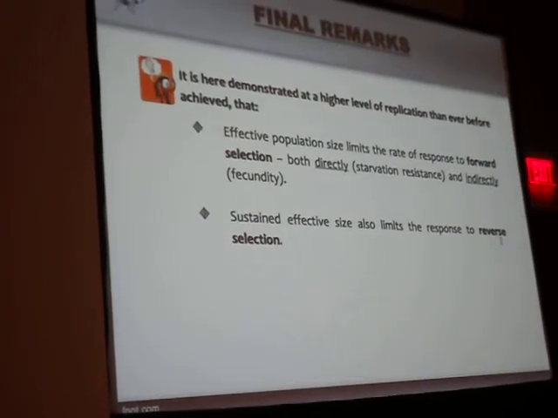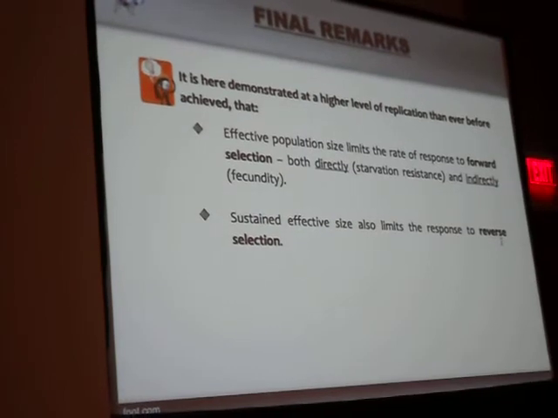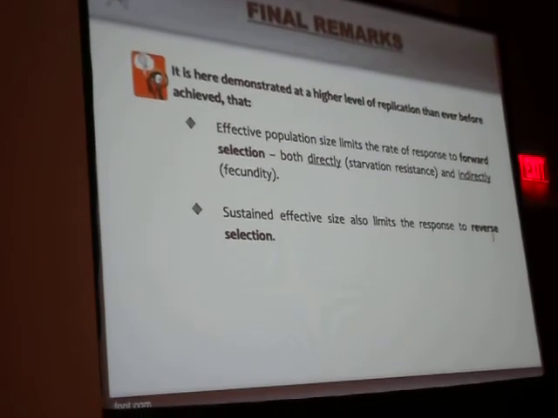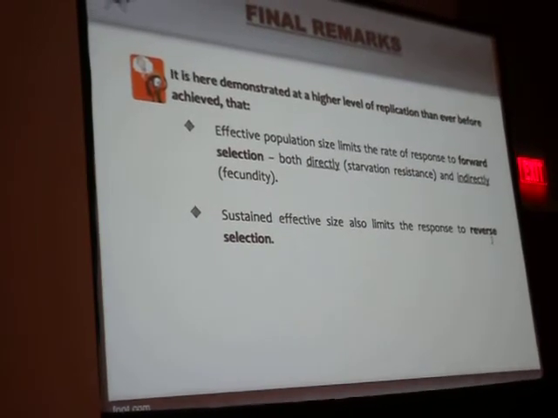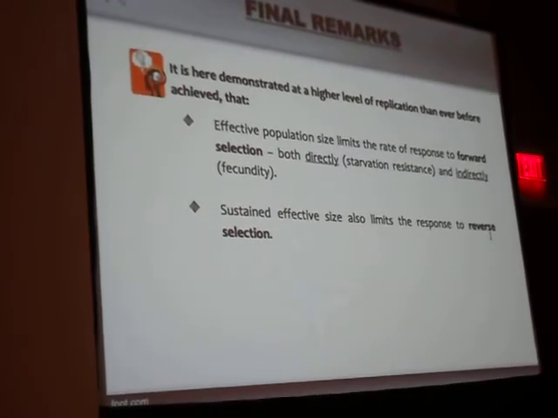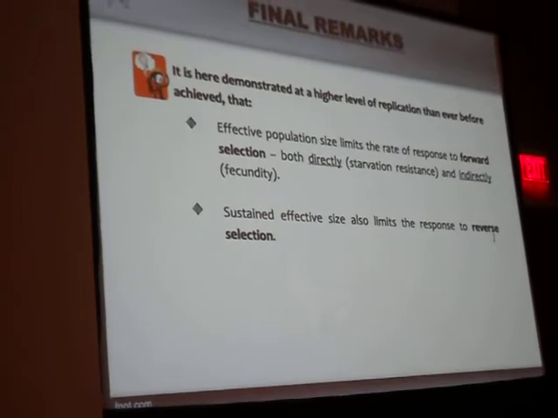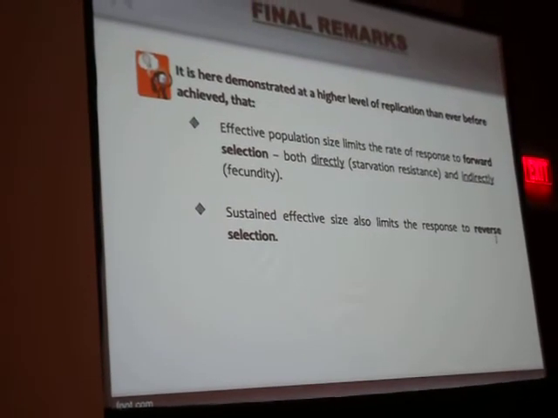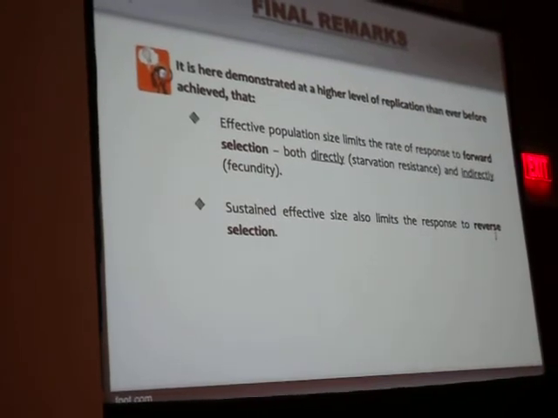So as final remarks, we have demonstrated a higher replication than ever before in Drosophila, that the effective population size does limit the rate of response to both forward selection, directly as in starvation resistance, and indirectly as in fecundity, and that the sustained effective size also limits the response to reverse selection.